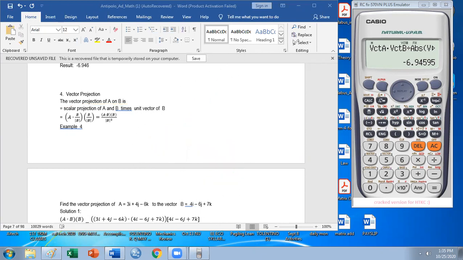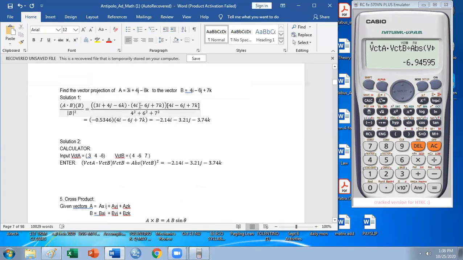Okay, let's move on. Find the vector projection of 3i plus 4j minus 6k on the vector b, 4i minus 6j plus 4k. Let me repeat. If this is vector A and this is vector B, we are looking for the scalar projection first, and then it becomes a vector. Remember, this will be A dot UB, that is the scalar projection. And then multiply it by unit vector B.